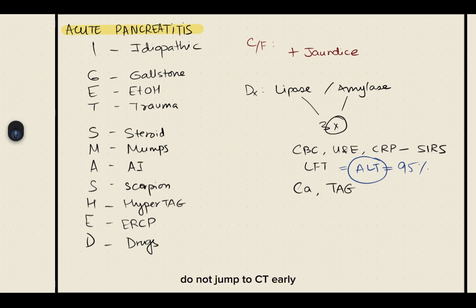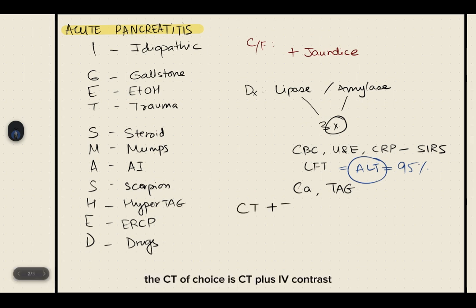Do not jump to CT early. CT is generally recommended in three scenarios only. One, if the labs and enzymes are normal despite high clinical suspicion. Two, to rule out any other pathology that can present similarly and the index of suspicion is high. And three, to assess the complications, generally if the patient with pancreatitis is not improving by 48 to 72 hours. So, if we have to do CT, the CT of choice is CT plus IV contrast.